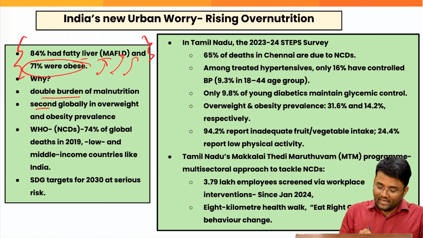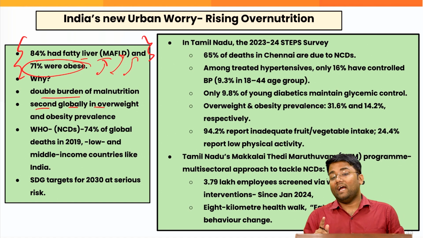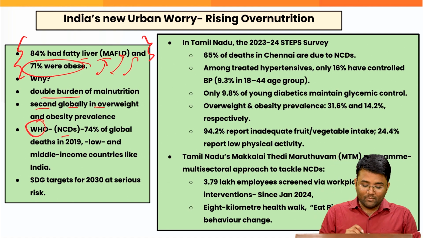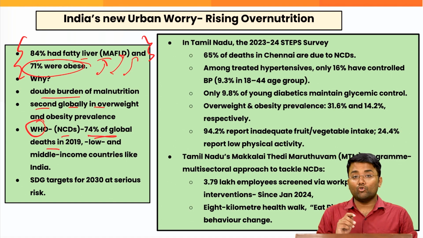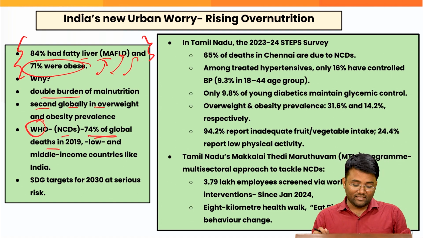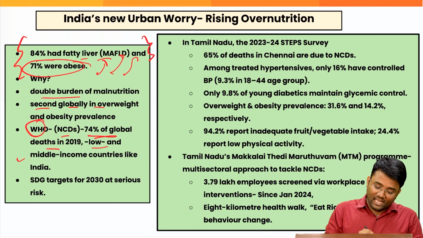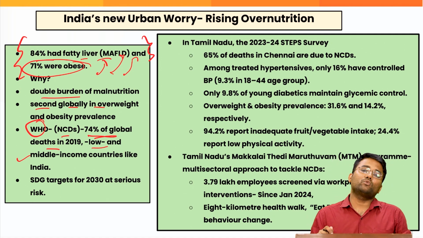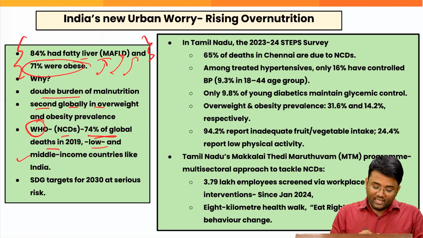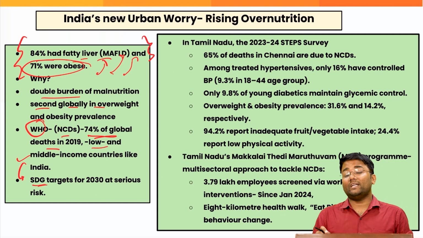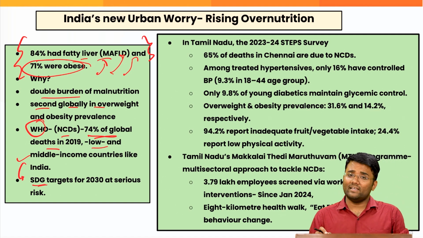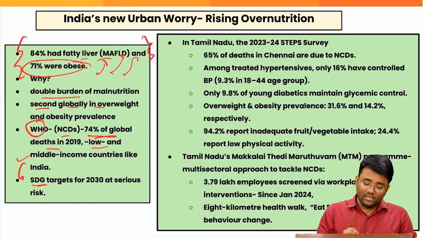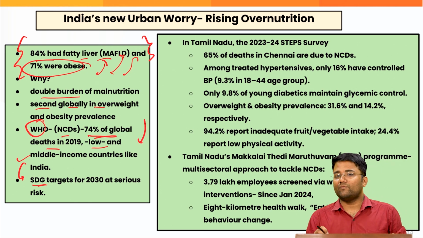India ranked second globally in overweight and obesity prevalence. Also, as per the WHO, non-communicable diseases caused 74% of global deaths in 2019 itself. It happens majorly in low and middle income countries like India, where people are not focusing on their health properly. It will also be highly difficult for us to achieve our Sustainable Development Goal targets related to poverty, hunger and health if we are one of the highest contributors to these kinds of non-communicable diseases.